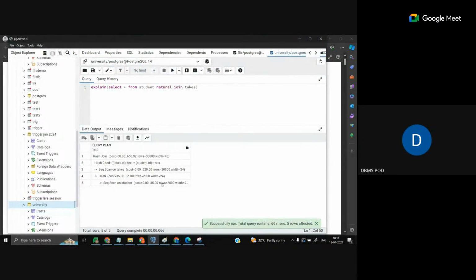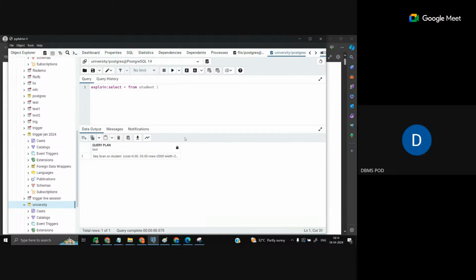So first a sequential scan on student, then hash, then a sequential scan on tax, then it will put the hash one. These are things we did not learn, so it will be difficult. Suppose a simple select star from students, I think that will be good. So you can say sequential scan on student. So just scan on the student and print the output, kind of that.